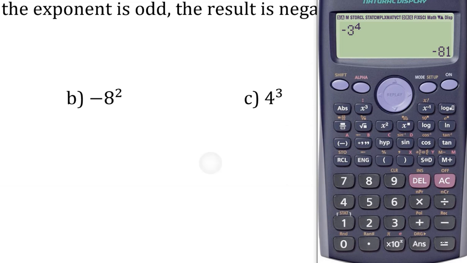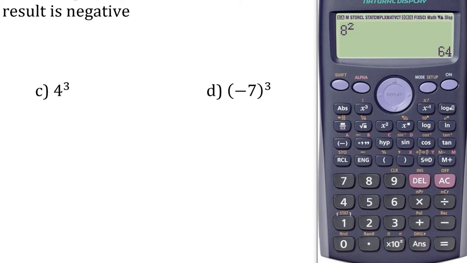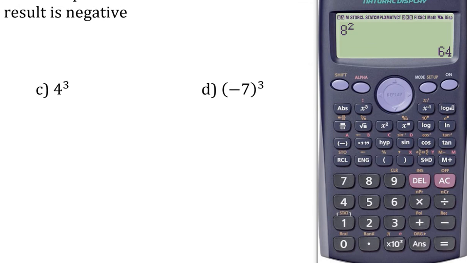So negative 8 squared, well, let's do 8 squared, 64. And this is not in brackets, so what's our rule? The answer is negative. If you want to try these last questions, pause the video, try them yourself, and then resume the video to make sure you're on the right track.